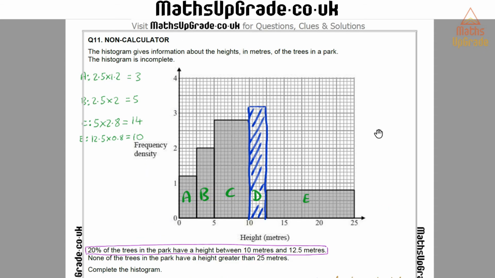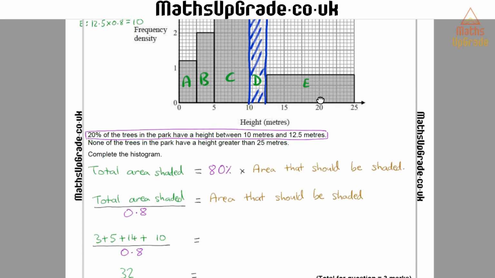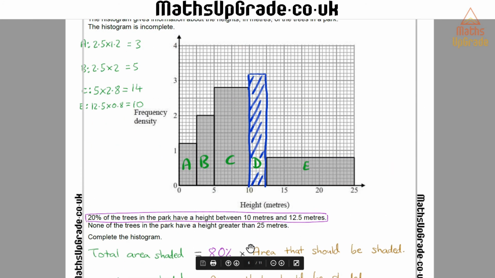Now what I need to do is realise that 40 is what the total area of all the bars here should be, but I'm missing bar D in the question. So I know that the areas of these existing bars is 32. So this bar D should have an area of 8. So I need to work out now the height and the width of this bar D. Well, I know the width here is given by 2.5.